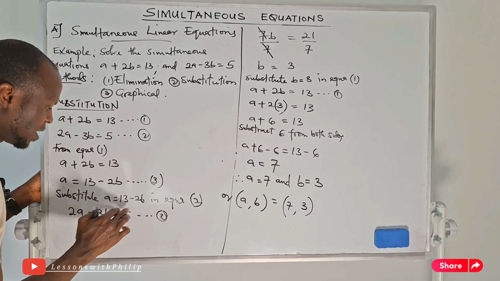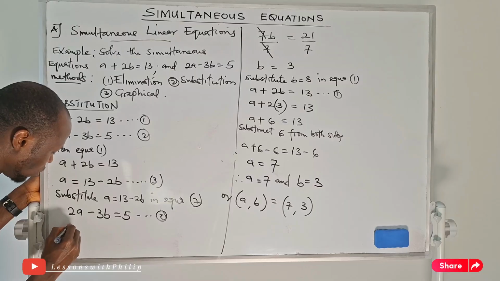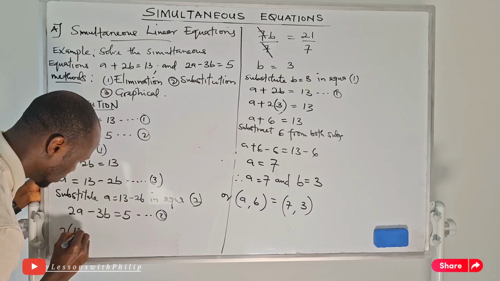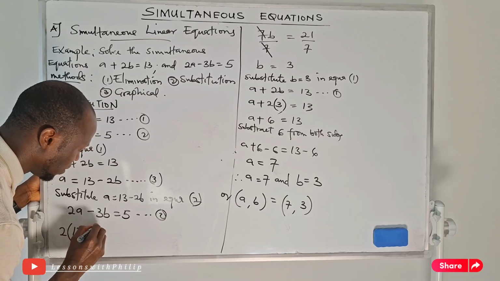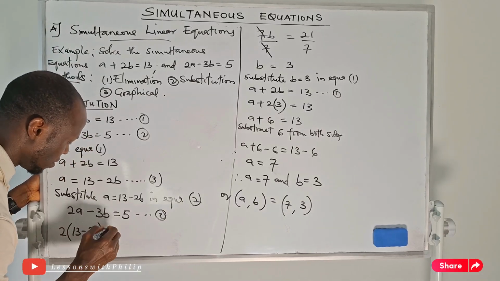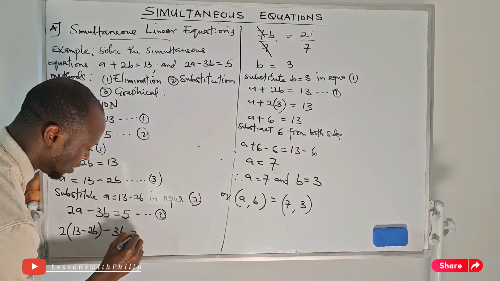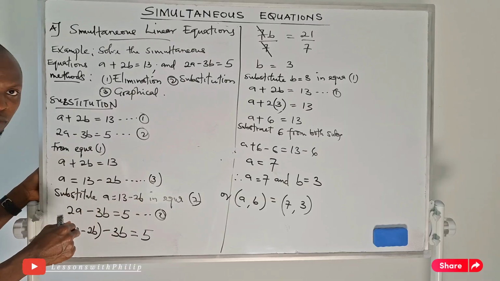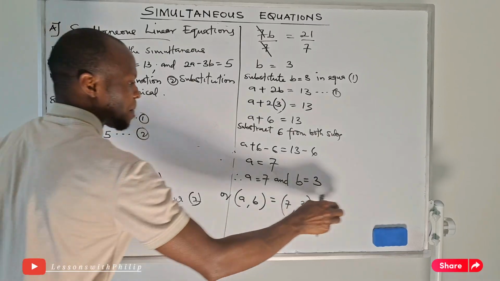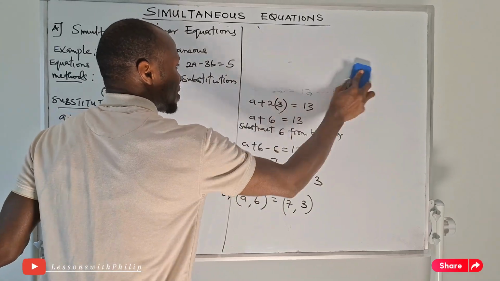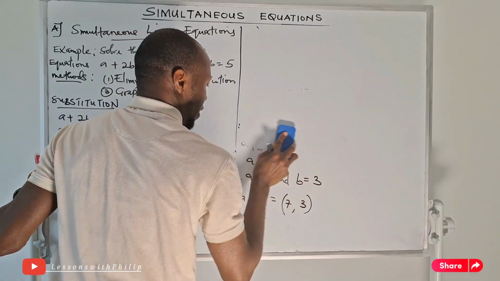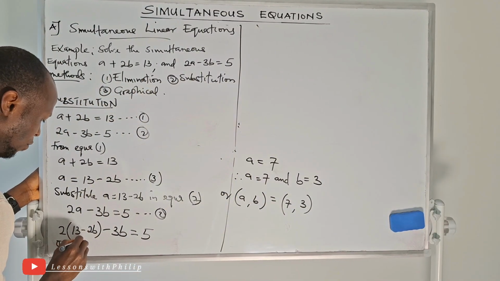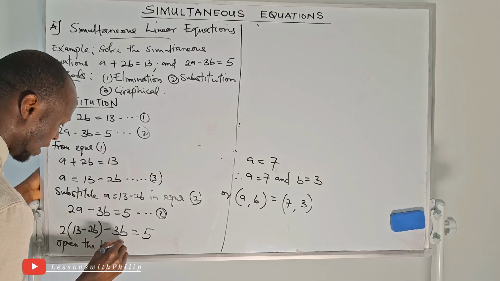So wherever you see your a, you put your values. So we have 2 times, don't forget 2a is 2 times a. What is your a? Your a is 13 minus 2b. Minus 3b now. Minus 3b equals 5. What I've just done is I remove my a and I insert my values. I substitute my values. Okay? Now, I clean this place. Now, you open the bracket.